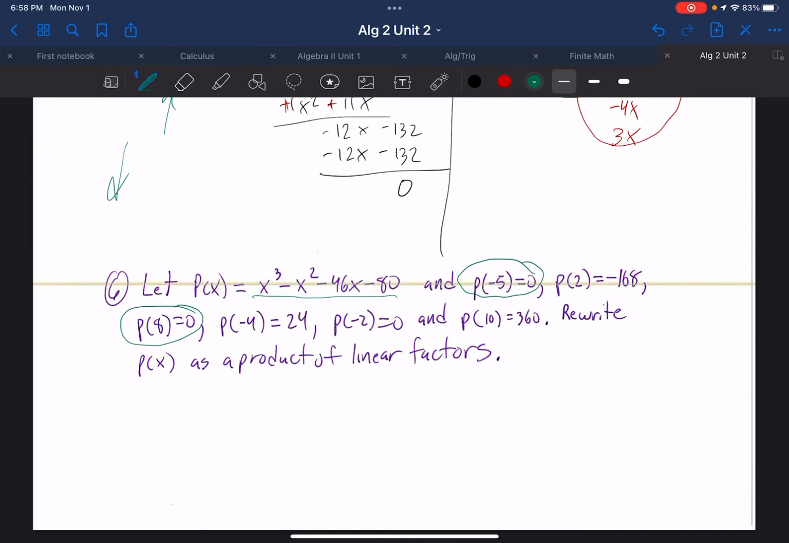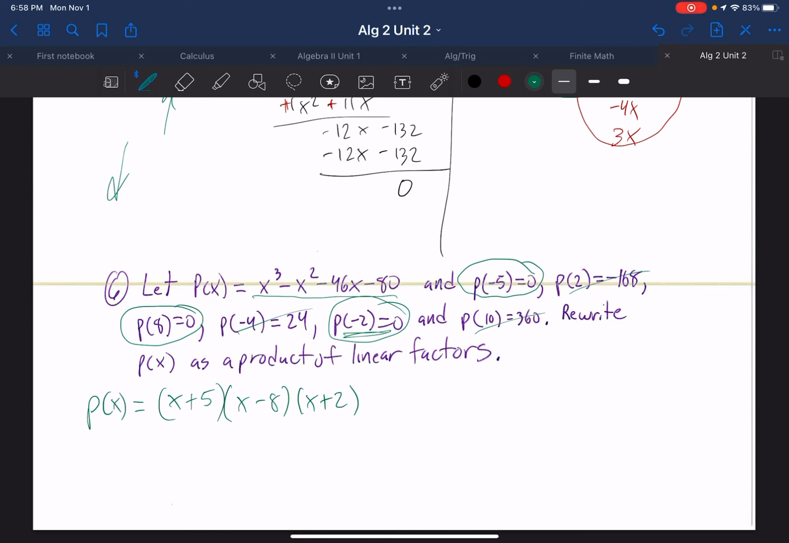This represents a factor, and this represents a factor. So these ones here are true, but they don't represent factors. So P of 5, negative 5, is 0, means x plus 5 is one of the factors. And then 8 would be x minus 8. Remember that whole thing about it being opposite? And then the 2 one right here would be x plus 2. So that's what P of x is equal to.